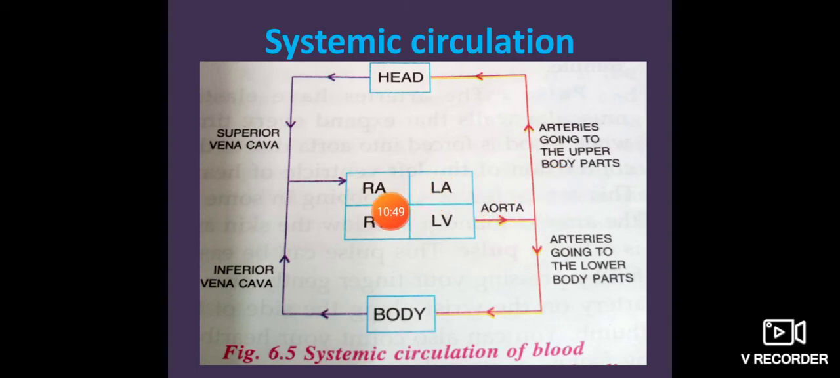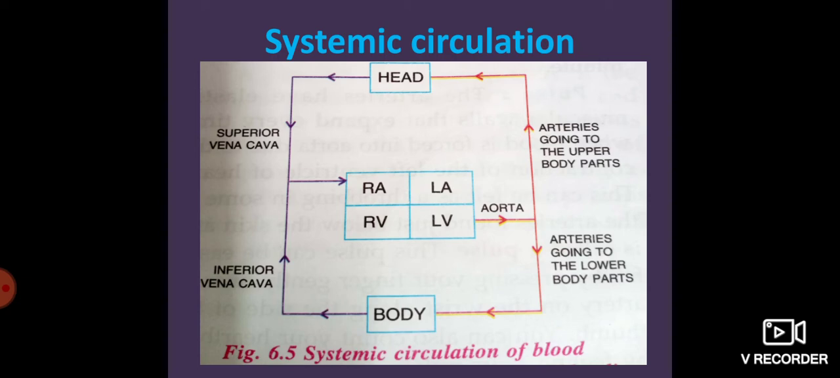We know that the superior vena cava carries deoxygenated blood from the head to the right auricle, and the inferior vena cava collects the deoxygenated blood from the lower part of the body and opens into the right auricle. From the right auricle, it reaches the right ventricle, and from the right ventricle, that deoxygenated blood goes to the lungs for purification. That circulation is the pulmonary circulation.